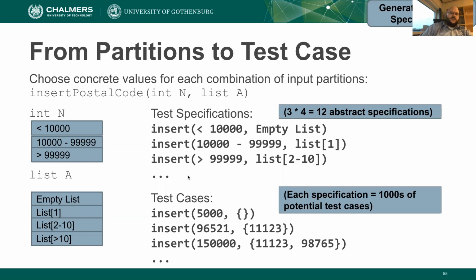Now, to run those on the real system, we create concrete test cases from these recipes, and we can have many, many different options here. But for example, for this first one, an integer of less than 10,000, so something less than 5 digits, and an empty list.